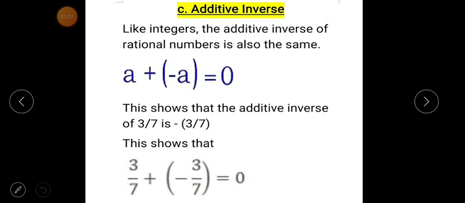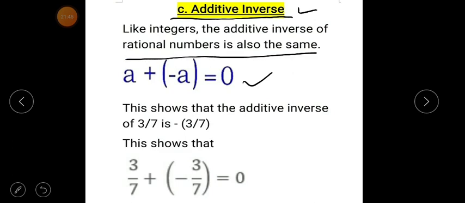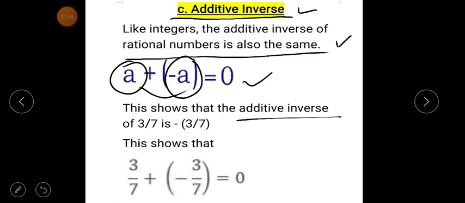Additive inverse. So what is an additive inverse? An additive inverse is a number which when added to the number gives us the identity as the result. Okay, so the identity is 0. The additive inverse of a rational number works the same as for integers. If a is the number, then minus a would be the additive inverse of a. This shows that the additive inverse of 3 by 7 is minus 3 by 7.